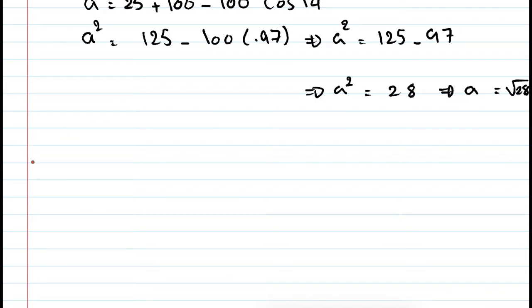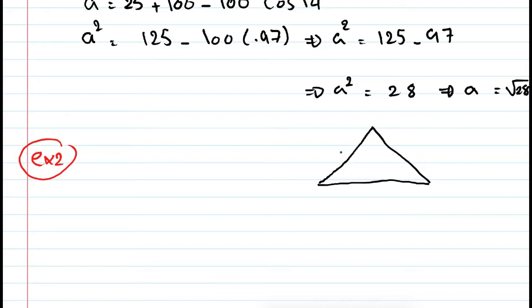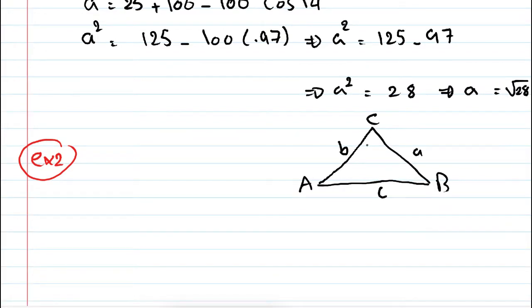So example 2. Suppose I have a triangle. This is b, this is a, this is c, this is capital A, this is capital C, and this is capital B. This angle right here and these angles. So suppose b equals 2, a equals 4, and c equals 3. And I'm asking you to find me capital A, that particular angle.